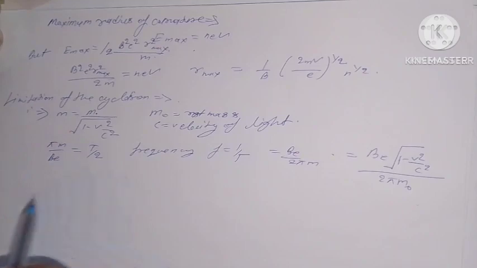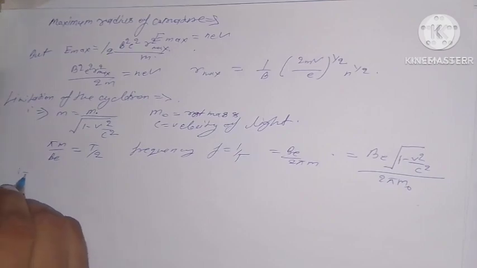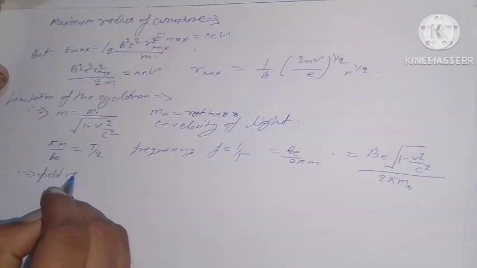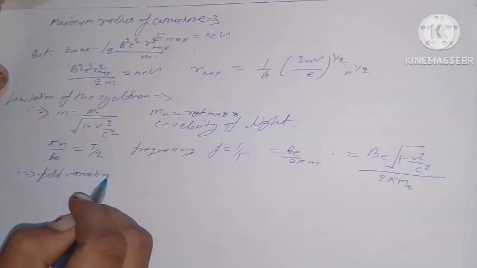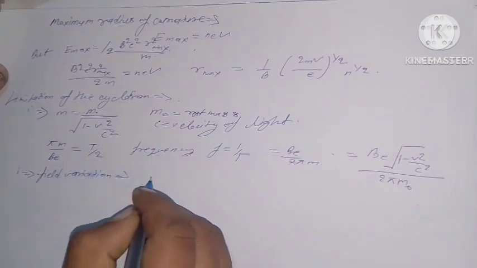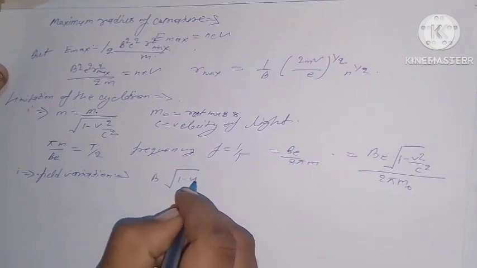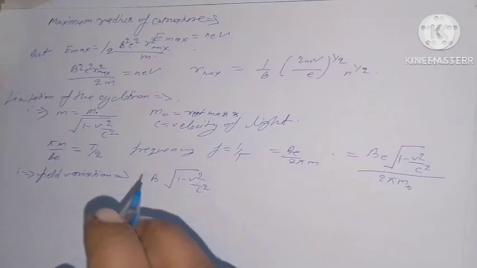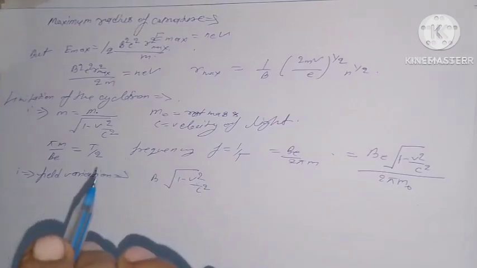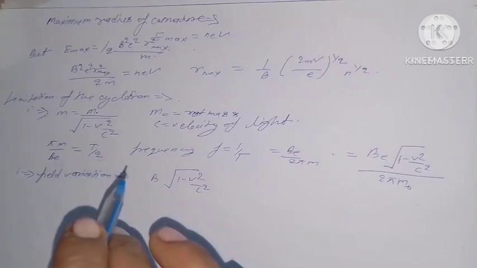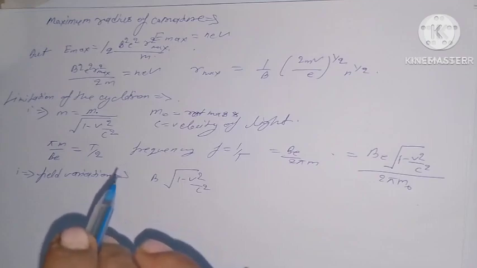This discrepancy is overcome by the following two methods. First is field variation. The frequency of the ion can be kept constant by taking B under root 1 minus v square by c square constant. For this purpose, the value of the magnetic field B should be increased as the velocity of the ions increases, so the product remains unchanged.